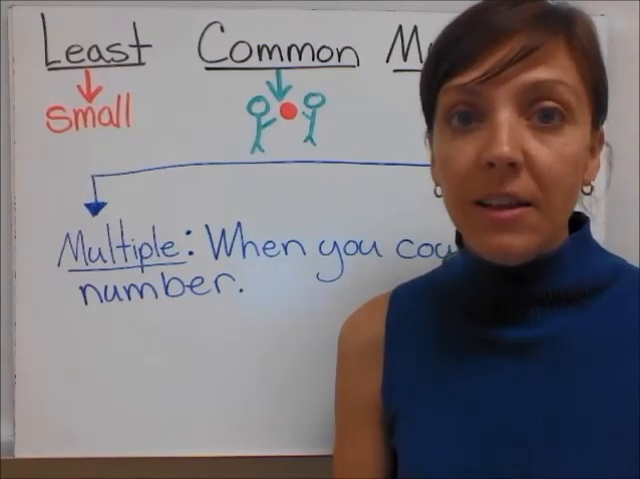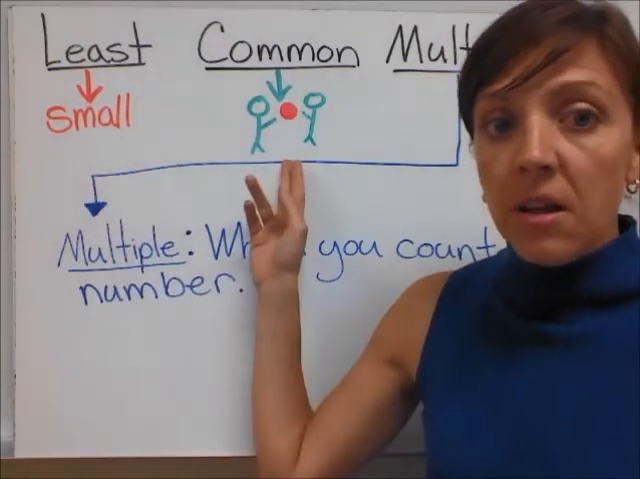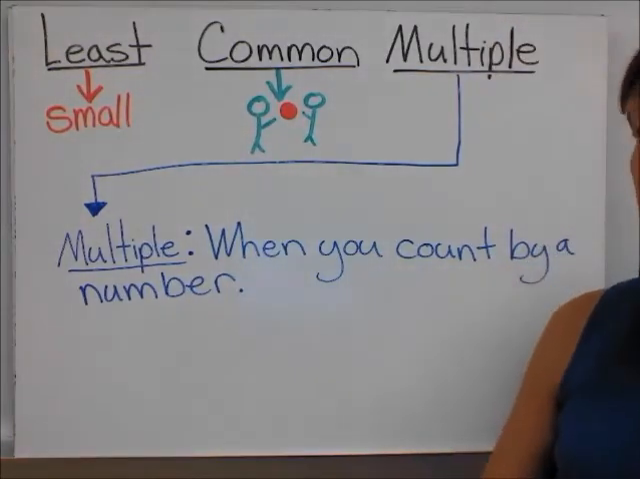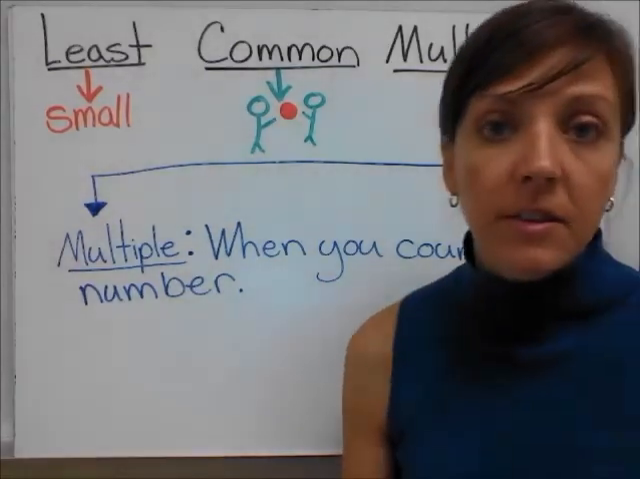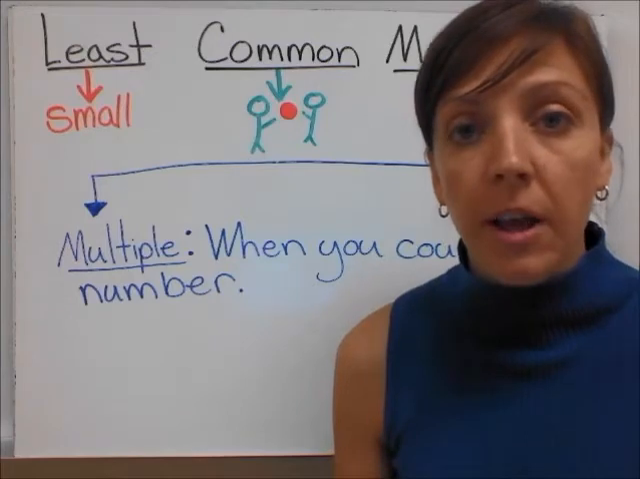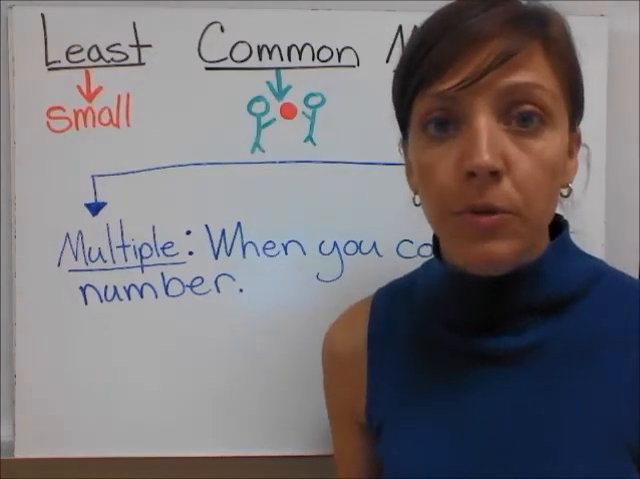We're going to learn about the least common multiple. Least meaning small, common, shared, and multiple. Multiples are when you count by a number. For instance, in first grade or kindergarten, when you learn to count by twos, 2, 4, 6, 8, 10, 12, those are all multiples of 2.